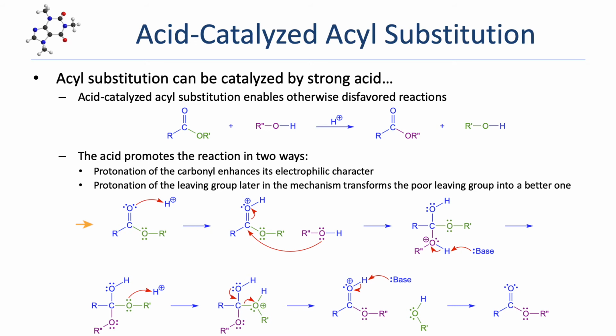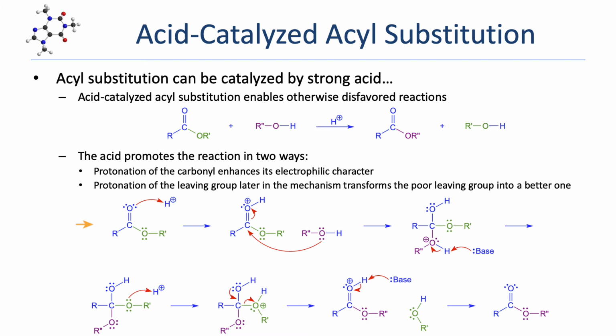Next, we deprotonate. In the third step, a weak base removes the acidic hydrogen from the nucleophilic atom to give a neutral intermediate. And that completes the first sequence of protonate, do something, deprotonate. And that means we start over. First, we protonate. In the fourth step, the acid catalyst protonates the leaving group, transforming what would be a poor leaving group into a considerably better one.